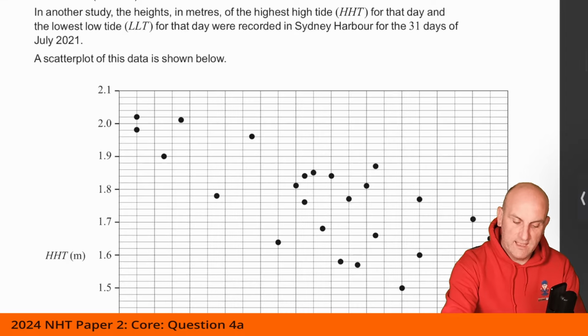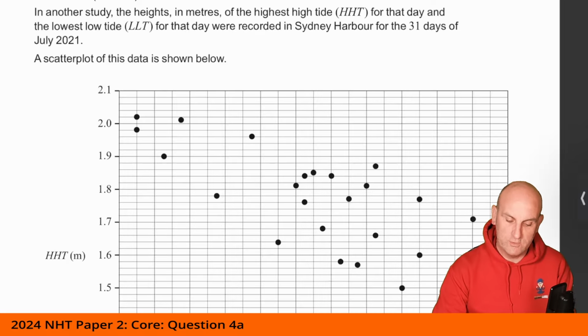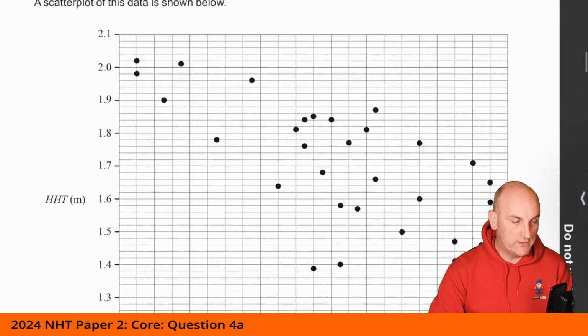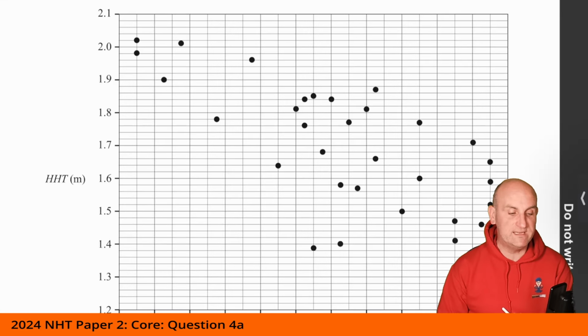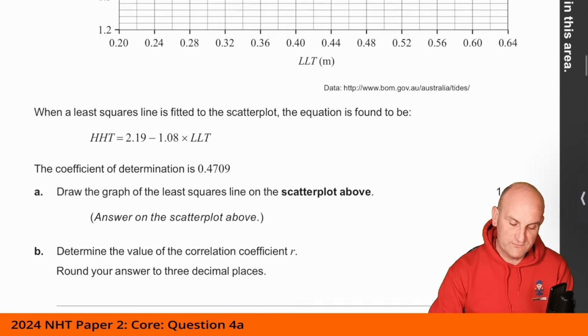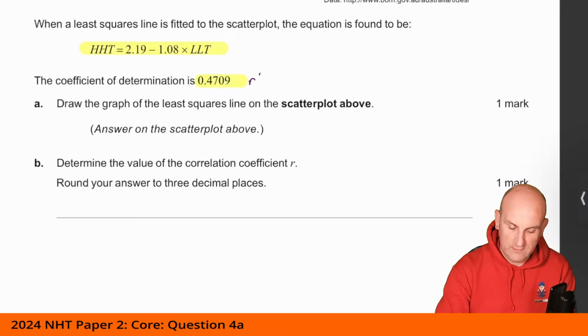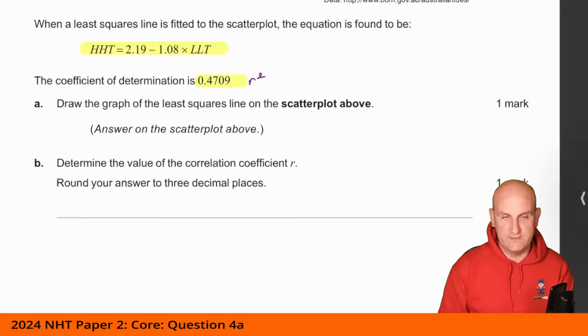In another study, the height in meters of the highest tide, HHT, for that day and the lowest low tide, LLT, for that day were recorded in Sydney Harbour for the 31 days of July 2021. A scatter plot of this data is shown. There it is. How beautiful. Love it. When a least squares line is fitted to the scatter plot, the equation is found to be that one there. I have a feeling I know what they're going to ask me to do. The coefficient of determination is that. Now, again, I always write down r squared there because I don't want to get confused. Draw the graph of the least squares line on the scatter plot above.